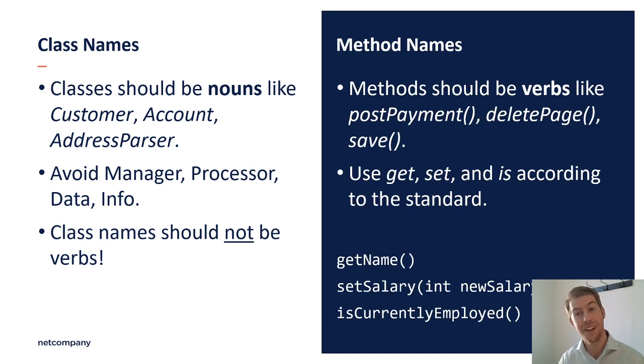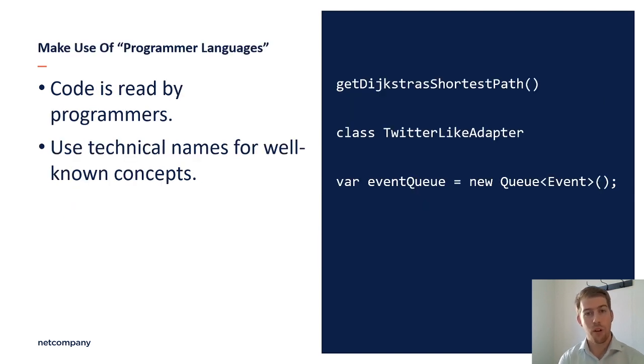On the other hand, method names or functions should be verbs, like post payment, delete page, or save, because it's something we do, it's a function, right? I also suggest that you use get, set, and is according to the standard. In this case, you can use get name or set salary or is currently employed, right? You can see just from the function name what they do. So try to stick to class names being nouns and function names being verbs, right? Excellent.